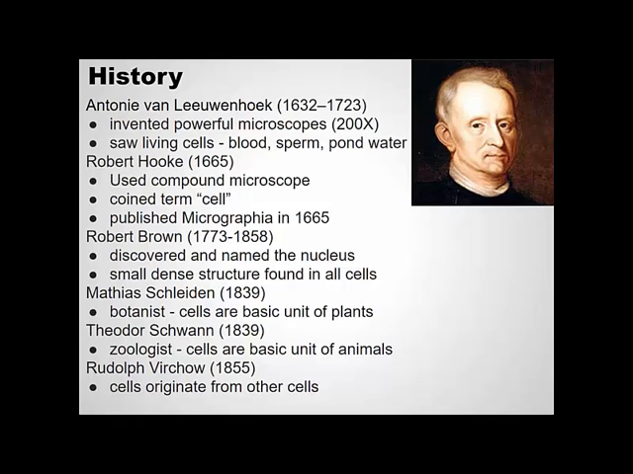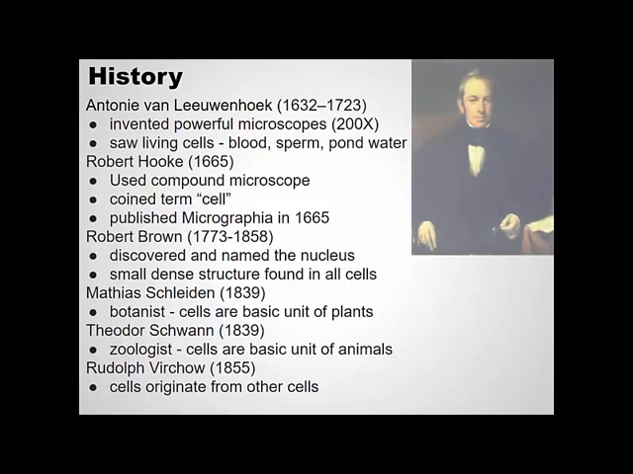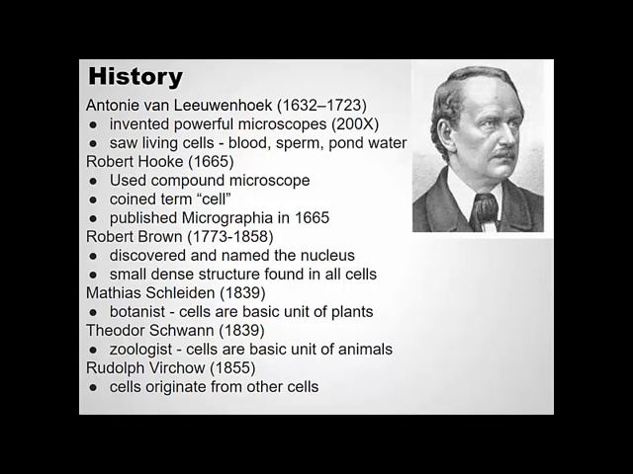Scientists studied these cells and looked at lots of different things over the years. Different scientists started to look at different parts of the cells and come to different conclusions. Robert Brown was the person that sort of discovered the nucleus. He saw this structure, and he found it in all of the cells that he looked at. The small, dense structure, he named it the nucleus. Matthias Schleiden in 1839 was a botanist. He was looking at all sorts of different types of plant specimens, and he saw that all of them were made of these tiny cells.